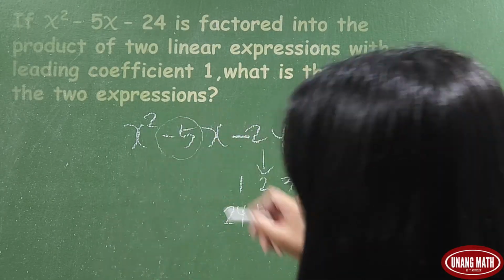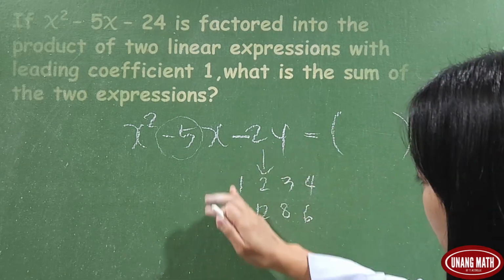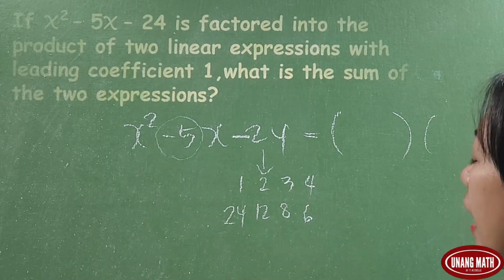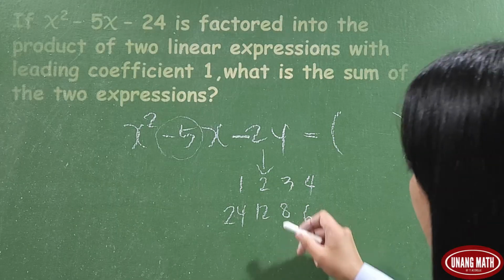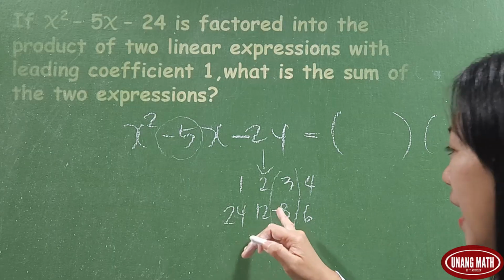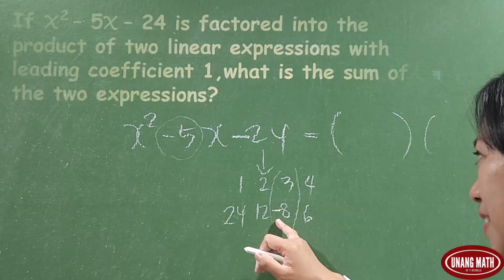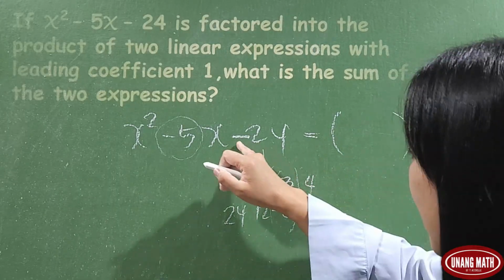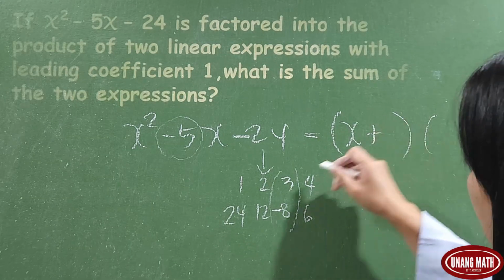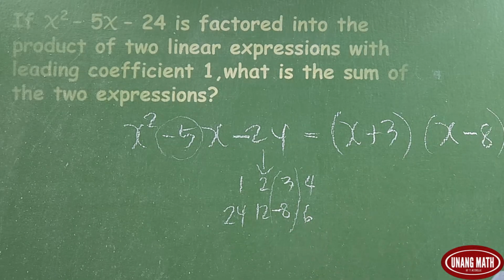For this middle number here, it's negative 5. So we are going to check which pair of factors here, when we add together, the answer is negative 5. So it means it would be negative 8 and positive 3 because negative 8 plus 3 is negative 5. And negative 8 times 3 is negative 24. So we have here x plus 3 and x minus 8.